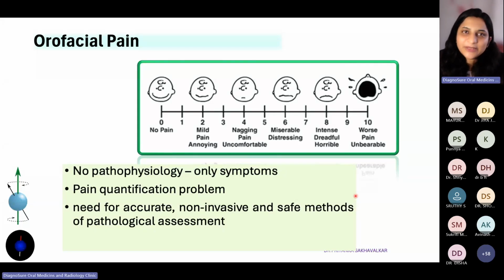Now, orofacial pain is something that we deal with regularly in our clinical practice. At times it can be very challenging to identify whether the patient has pain or not, because assessing pain relies on the patient describing their own experiences, which can be subjective. So pain is a very subjective phenomenon. To address this, we need an accurate, non-invasive, safe method for evaluating pain. We do use pain scales, but they may be unreliable.